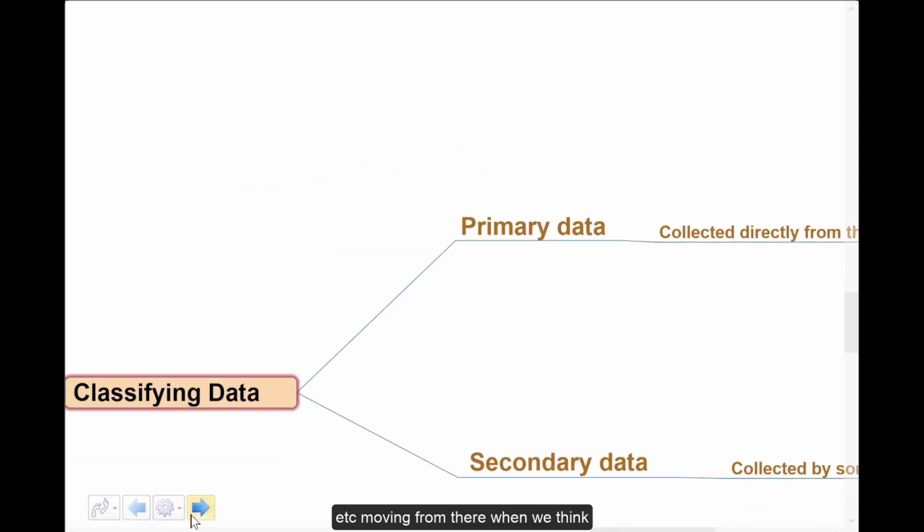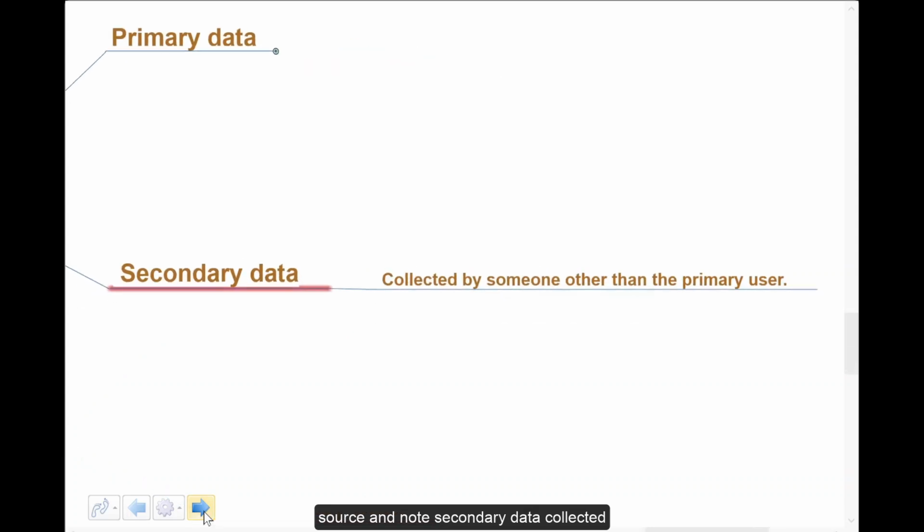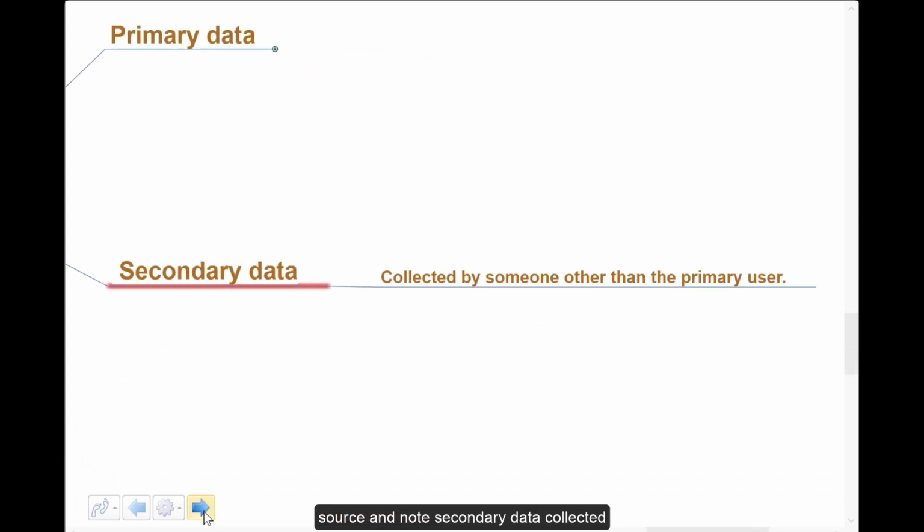Moving from there, when we think about classifying data, two main areas here. Now think of this in terms of management accounting, but also perhaps think of it in terms of research. Let's say that as a strategic management accountant going forward, you're involved in decisions that the company is making at a corporate or strategic level. You might be tasked with researching information. So really, primary data is collected directly from the source, and note secondary data collected from someone other than the primary user. Now, what do we mean by that?